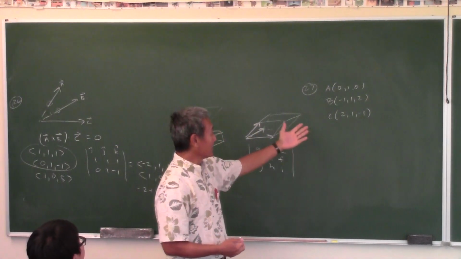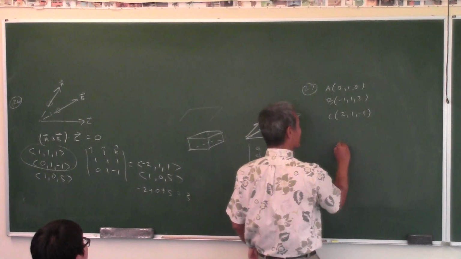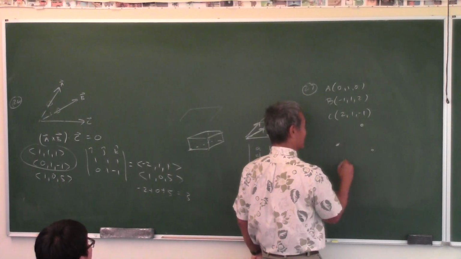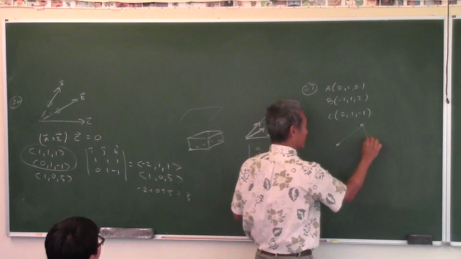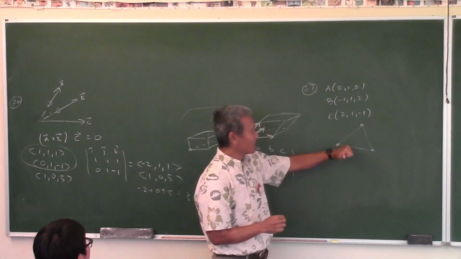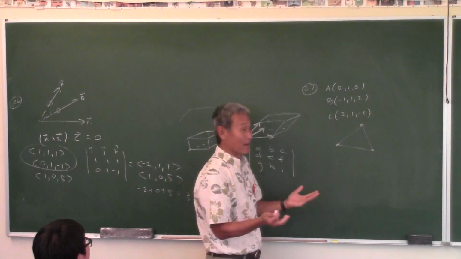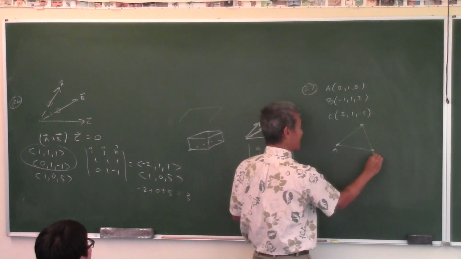We just need a perpendicular vector. Now, think about it. If you have these 3 points like this, how can I get a vector perpendicular to this plane? The cross product. So, let's say this is A, B, and C.